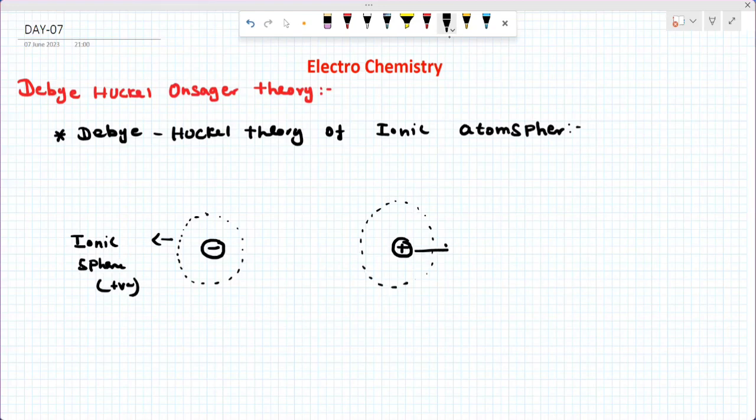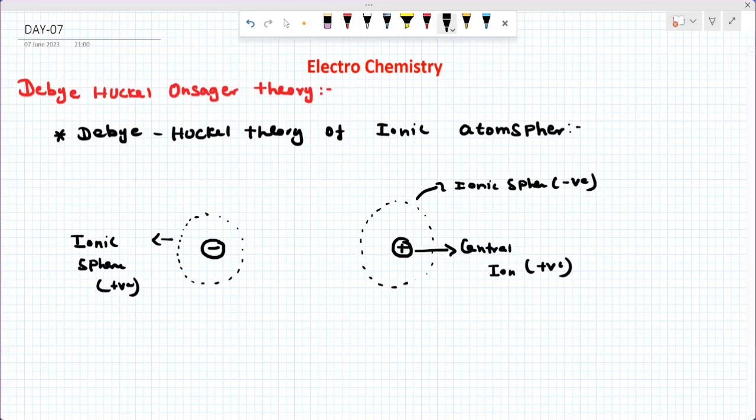This is the central ion. The central ion has a positive charge, and the ionic sphere around it has a negative charge. If we have a central ion, first the opposite-charged ionic sphere forms around it. This is the concept.